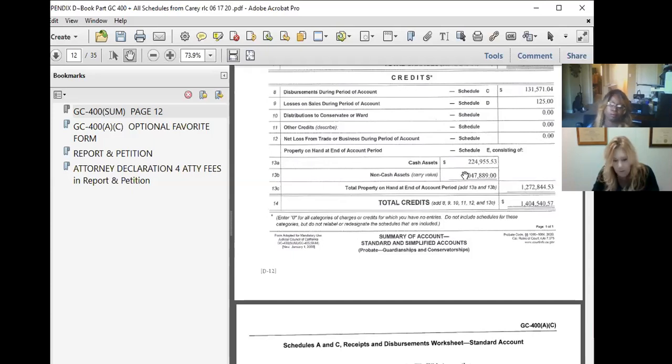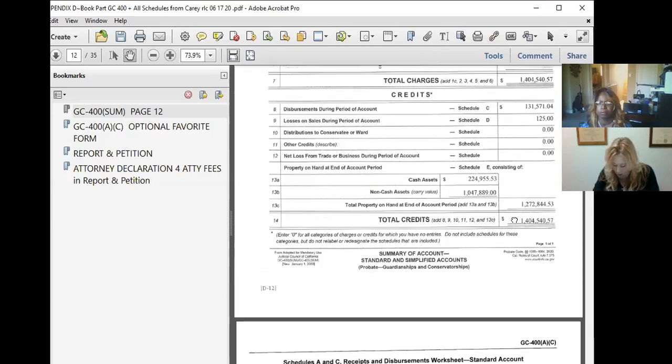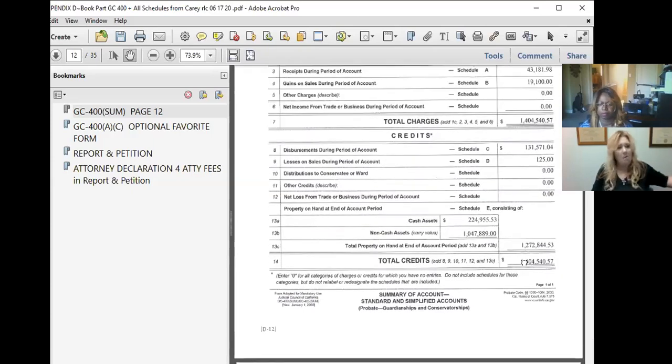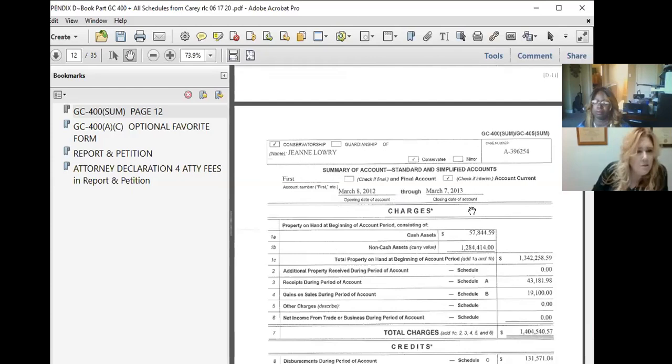This is from the summary sheet we just looked at, ending cash and non-cash at carry value. And then we total out the property and then add up the whole columns and our 1.404 million and 1.404 million balances. So at that point, if you had gone through the entire year, you'd be done with that accounting.